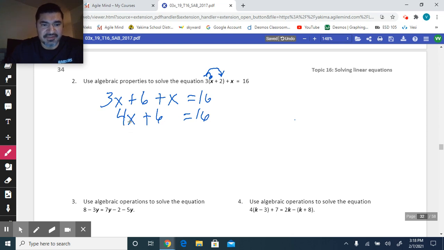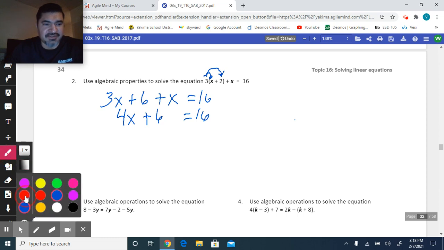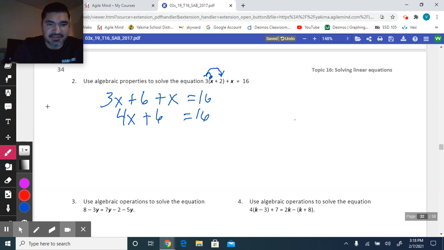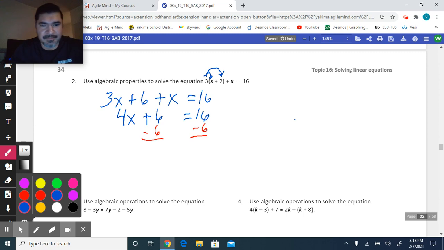Okay, again, my goal is to get this by itself, and I have multiply by 4, and I have a plus 6 here. I need to get rid of this plus 6. How do we get rid of plus 6? What would be the opposite of plus 6? That's right, minus 6. So I'm going to subtract 6 on both sides. This is called subtraction property of equality.